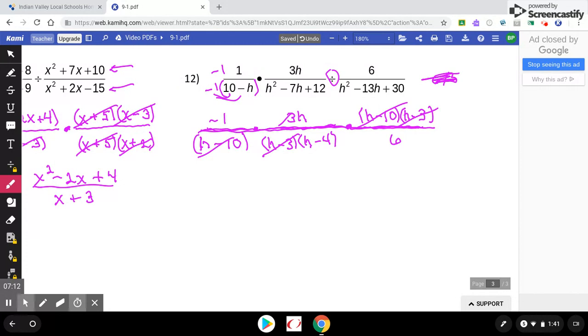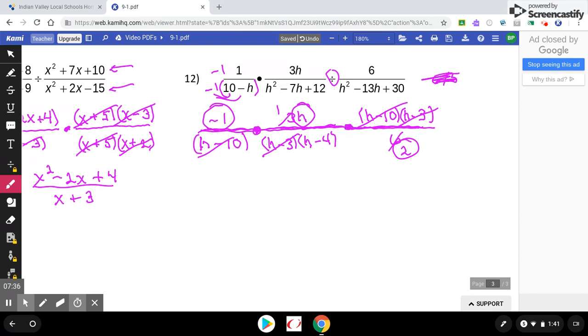So I could always do this. Reduce that 3 and reduce that 6. 3 goes into 3 once. 3 goes into 6 twice. Just be careful. That guy's left over. That guy's left over. That guy's left over. And the h minus 4 is left over. So even though I did make it into a giant fraction bar, it still was multiplication.